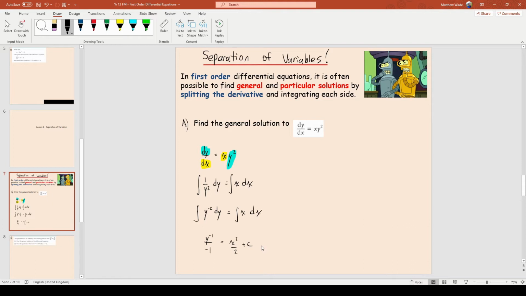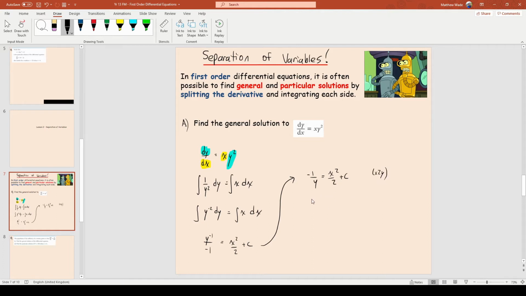Cool. Let's make y the subject just to see how we get on with that. So this is the same as -1 over y equals x squared over 2 plus c. What I'm going to do is times both sides by 2y, because let's just not bother with the fractions.